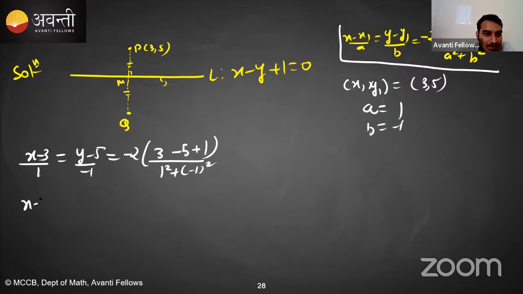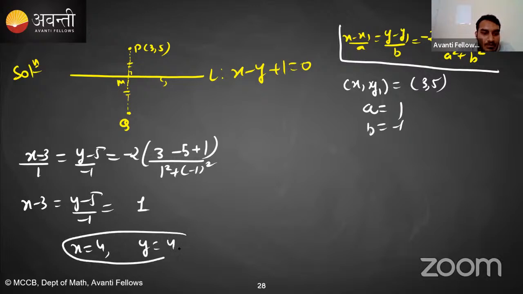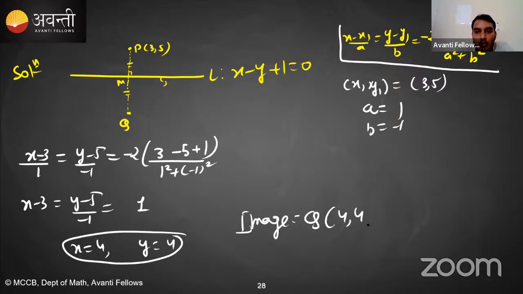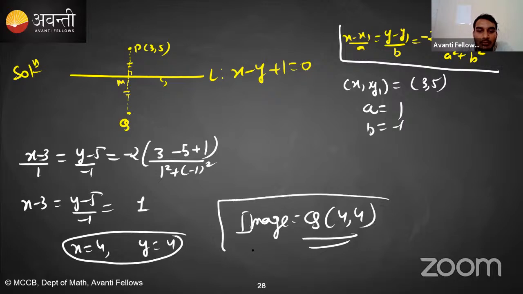We will solve this. x minus 3 is equal to (y minus 5) upon minus 1, which is nothing but this is 4 minus 5 minus 1. So this is nothing but 1, right? So from here, how much is x? x is 4, y is 4. So the image is Q, which is (4, 4). So now the point has come.